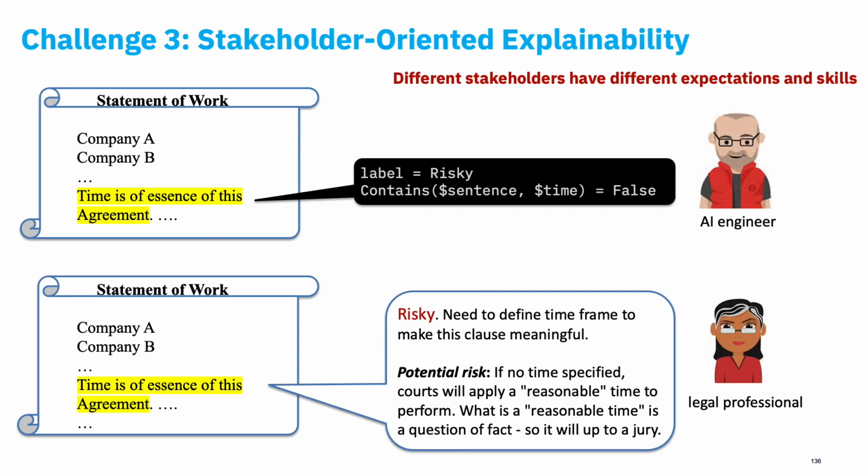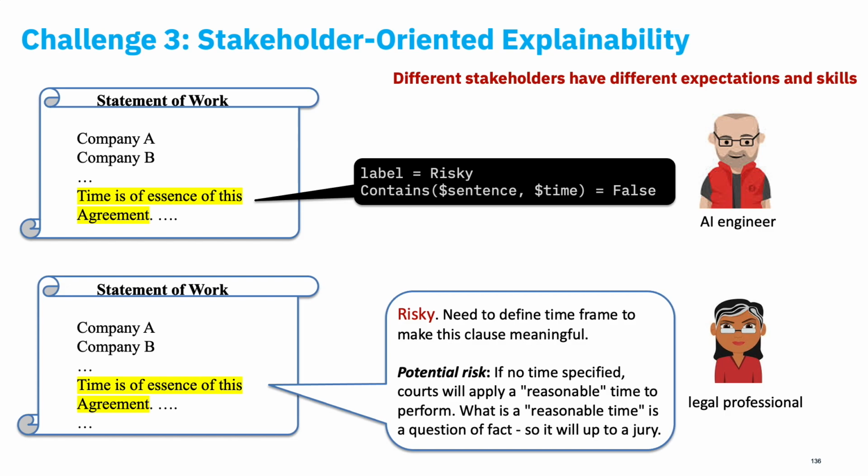To be specific, let's consider a concrete example. Here we need to provide an explanation for a classification task in the legal domain. Assume that we have two stakeholders, an AI engineer and a legal professional who doesn't know computer science. When explaining why the highlighted sentence was labeled risky, an AI engineer, who has been trained to understand technical language such as the rule shown here, will probably be happy about the way the explanation is presented, which gives him all the information to understand the result and possibly debug the algorithm.